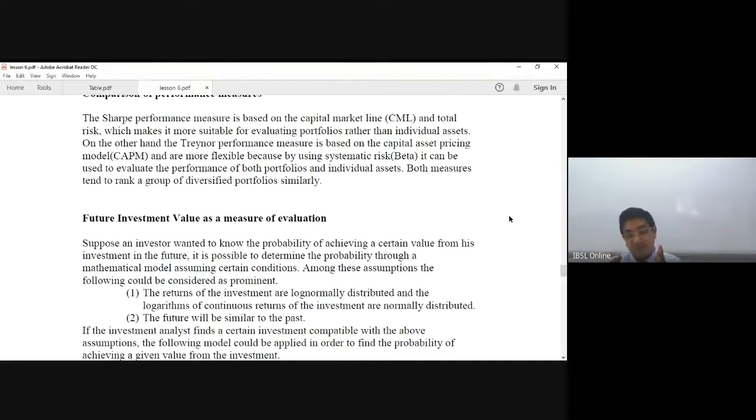Say, for example, you have a certain type of variable. That variable is not normally distributed. But if you take the logarithms of the variables, they will be distributed in a normal distribution. So such variables are called log normally distributed.